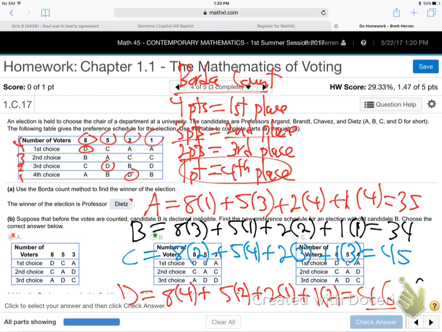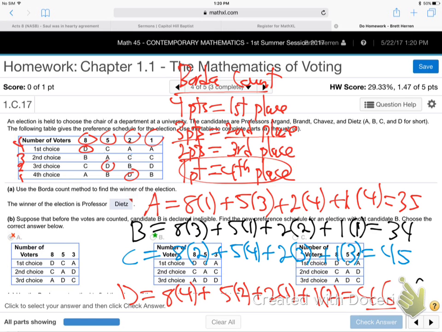Now, stop for just a second. Oh, yeah, I guess it's the same thing. D would have also won if we just did plurality, because D does also have the most first place votes. So D would have won by either voting method, plurality or Borda count. D wins the election either way. Okay? Now, what's question B say?